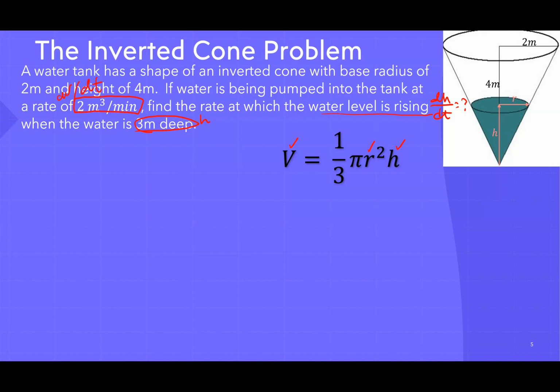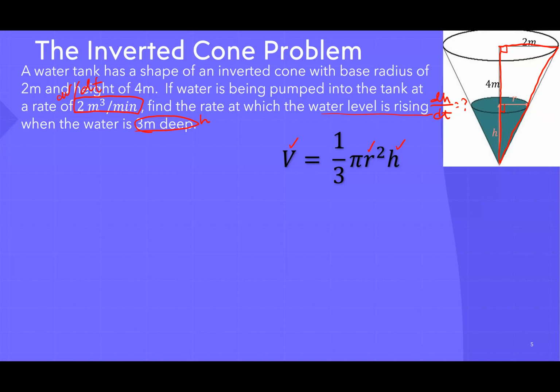Nowhere in the information mentions the radius. So that is our clue to say, well, if the radius wasn't there, it would be great. I can just go ahead and take the derivative of both sides, and then I don't have to involve the radius and then dr/dt, right? So let's take a look at this part right here. Do you see two similar triangles? The small one and the big one.